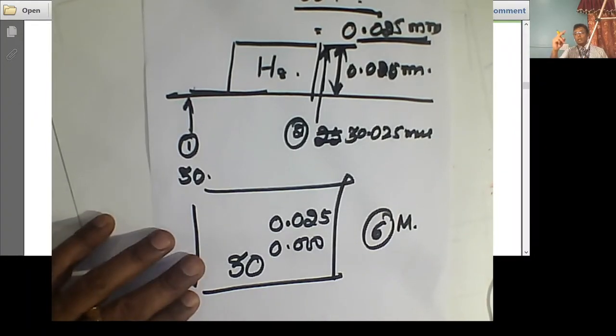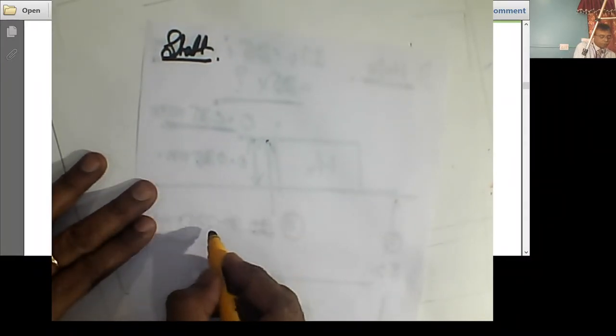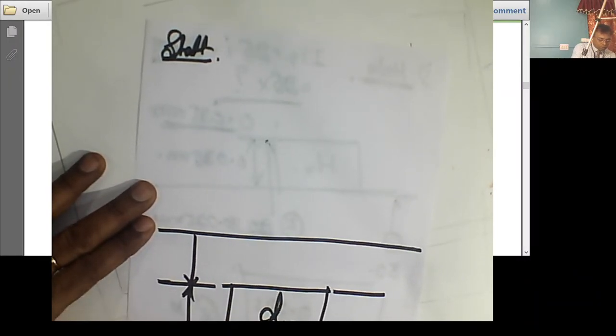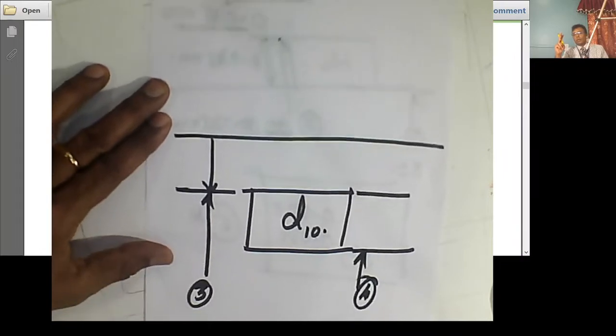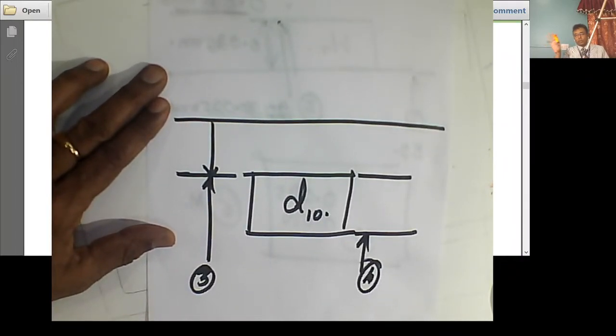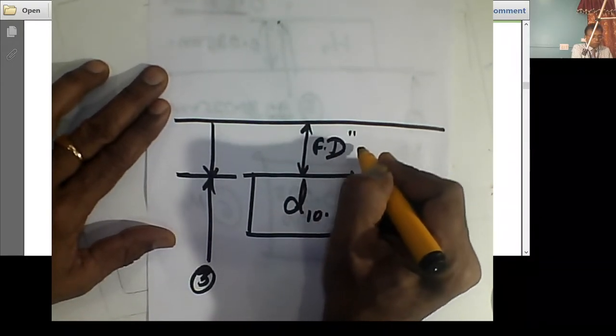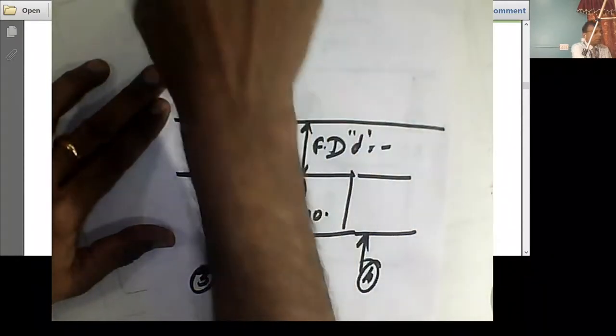No calculation. Now let me go to the shaft value. Shaft dimensions. Let me draw the sketch for the shaft. This is the d shaft, this is the d10 shaft. We need to find out the third value, this is number 3 and this is number 4. If you find out these two values of the shaft, third and fourth, the problem gets solved. Now, how much is this? This is called the fundamental deviation for d shaft, which is given as minus. It is already given in the numerical. Look.